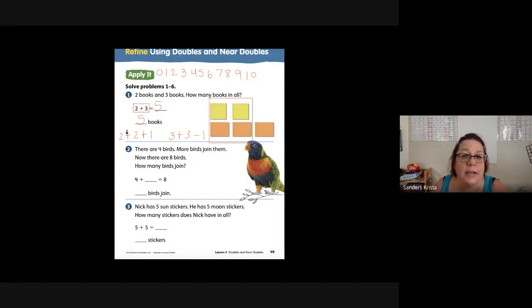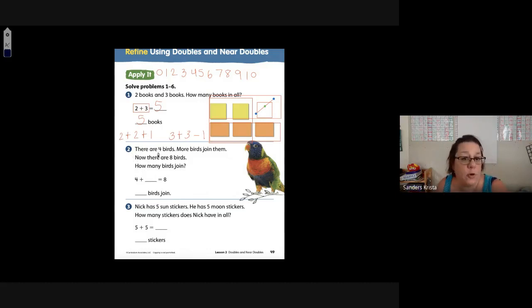5 books. Now, if they did 3 plus 3, that means I would have to have another block right here, right? So I'd have 3 and 3 more, and then take away the one that shouldn't be there, and I'm still going to get a total of 5. Let's go to number 2.